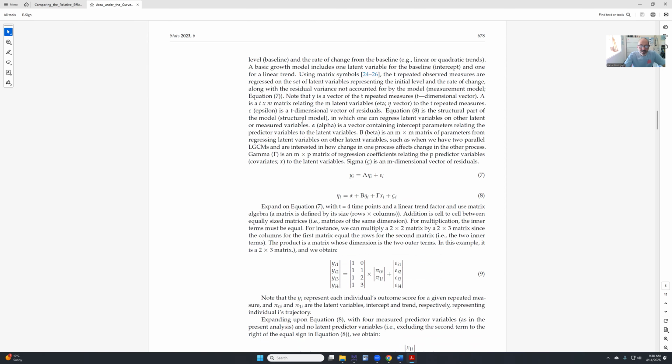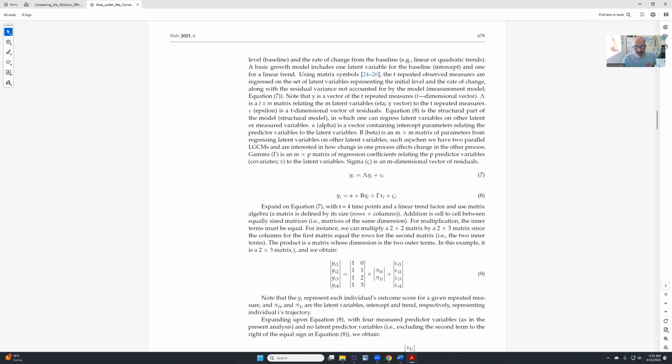Equation 8 is the structural part of the model. We talked about a measurement model versus a structural model. So a structural model can be used to regress latent variables on other latent variables or unmeasured variables as well, right? So alpha in this equation 8 is a vector containing intercept parameters relating the predictor variables to the latent variables. So in this case, we have like two latent variables. Beta is an M by M matrix of parameters from regressing latent variables on other latent variables, which is possible. So you could do that.